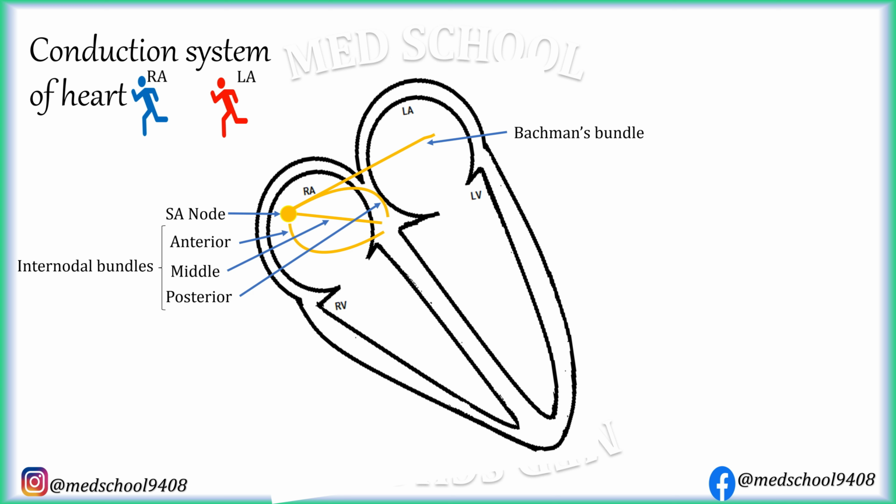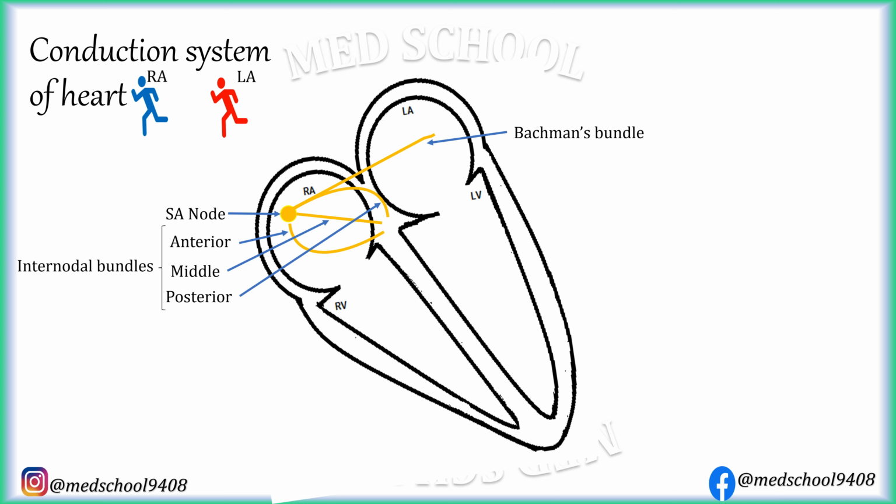AV node continues as bundle of His, which penetrates fibrous tissue plate between atria and ventricles. Fibrous tissue plate acts as an insulation and allows the impulse to pass only through bundle of His. Along the left subendocardial area of interventricular septum, bundle of His divides into left and right bundle branches.